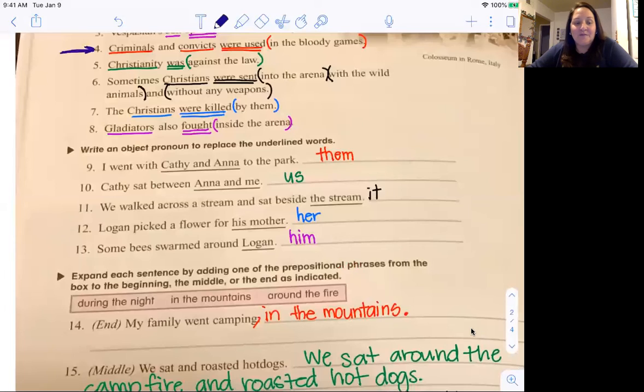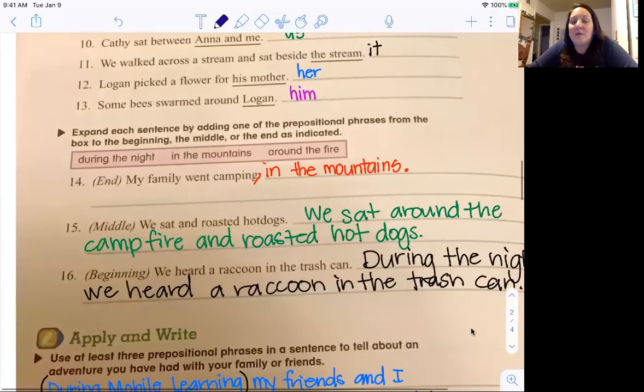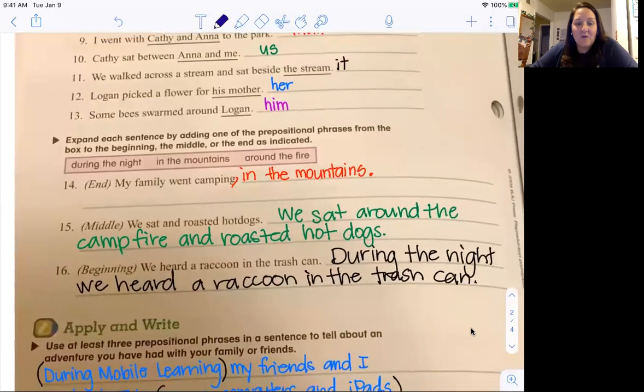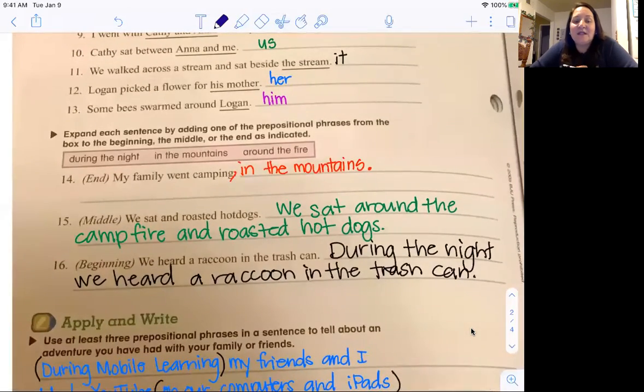Ooh, be careful. Okay, number 14, we're adding a prepositional phrase to the end. My family went camping in the mountains. Okay, that works. 15, we sat and roasted hot dogs. We sat around the campfire and roasted hot dogs. And then 16, we had to put one at the beginning. During the night, we heard a raccoon in the trash can. Oof, those are loud. I've had that happen to me one time.